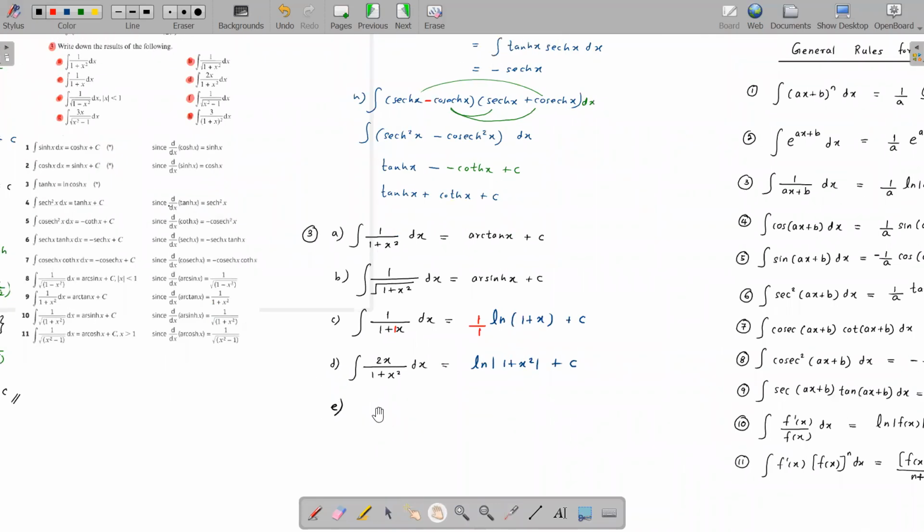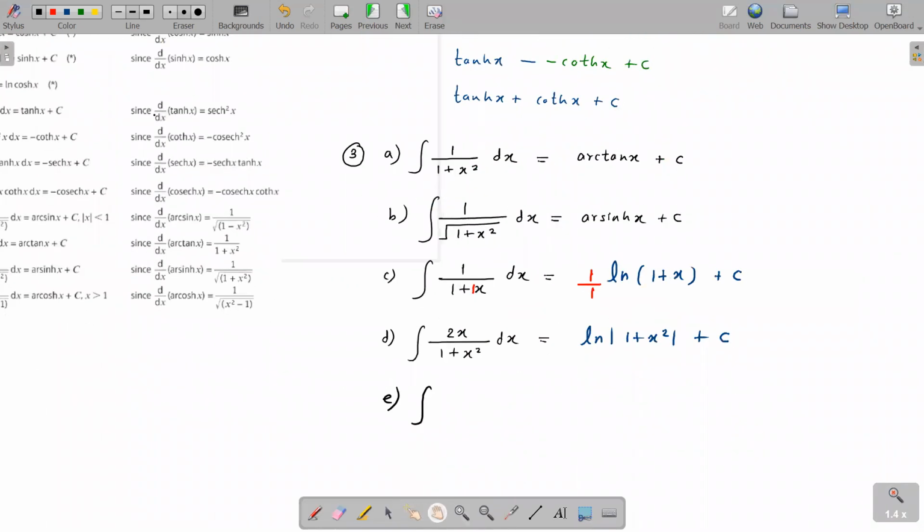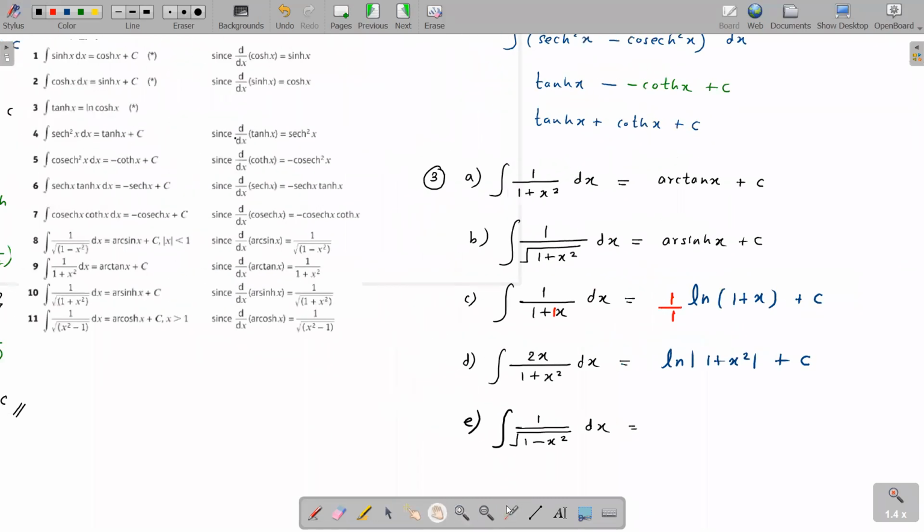And then part E, integration of 1 over root 1 minus x square. So which rule are we referring to? Can we refer to a rule directly? Yes, rule number 8, right? It's arc sine. Rule number 8, 1 over root 1 minus x square, is rule number 8. So this is directly arc sine x plus c.